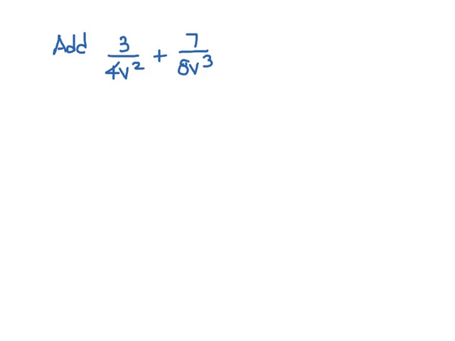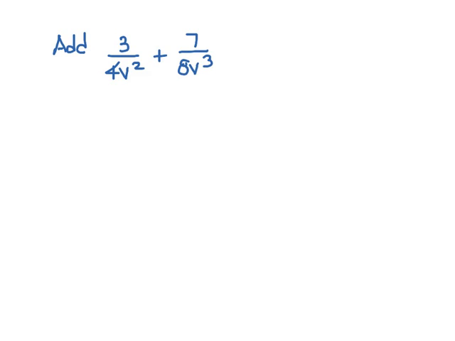Now we're going to either add or subtract rational expressions that have denominators with variables that have exponents. So here we have a denominator that has 4v squared, and we're asking to add it to 7 over 8v cubed. So we have two different denominators here. And the variable terms, they have exponents to them. So the concept is the same.